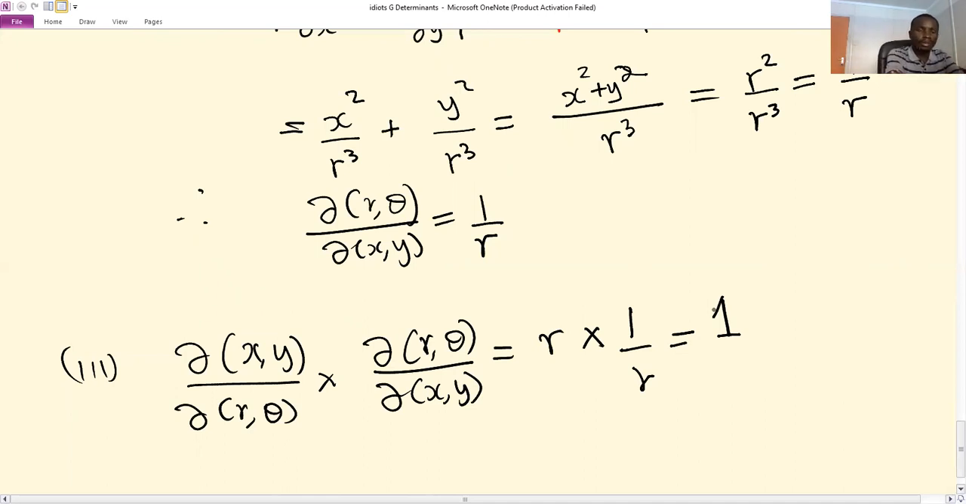In the next session, we'll see how this result will always give 1 in the general case, regardless of the way you define x and y, provided that there are two functions which can be expressed in terms of the other, and then we can get the Jacobian and the inverse of the Jacobian. The product will be given by 1. We'll see that one, the proofs of properties of Jacobians.